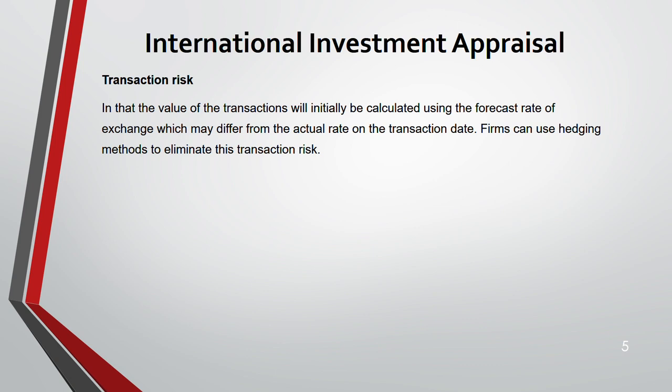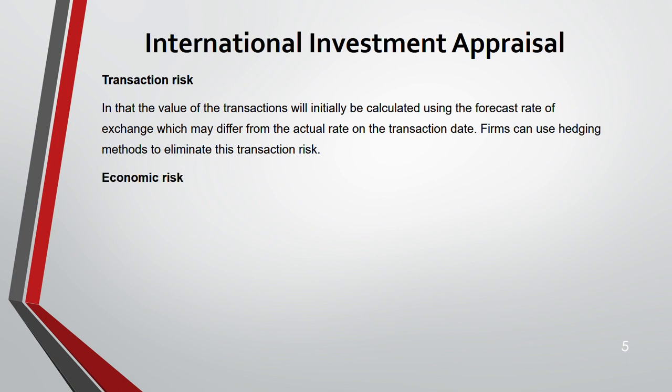But this type of risk, we can hedge. We can protect against this type of risk. We cannot eliminate it entirely, but we can hedge by using various derivatives like options, futures, forwards. That is what we are going to do in the next lecture, lecture 8 or lecture 9. Right?